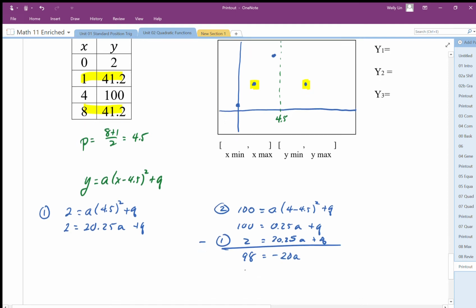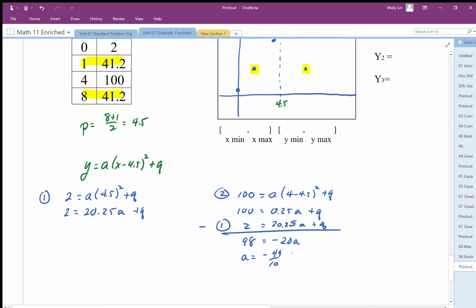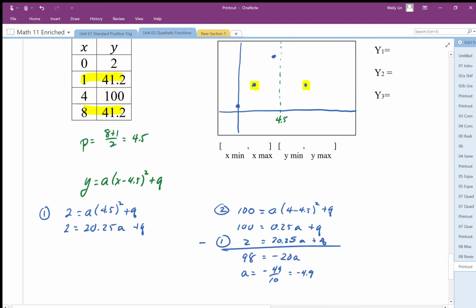Then solving for a, we end up with negative 98 over 20, let's divide that, 49 over 10, or negative 4.9. We'll write that as negative 4.9. And that's actually half of the acceleration due to gravity, because acceleration due to gravity is 9.8 meters per second squared, so that's 1/2 a. So I have my a value.